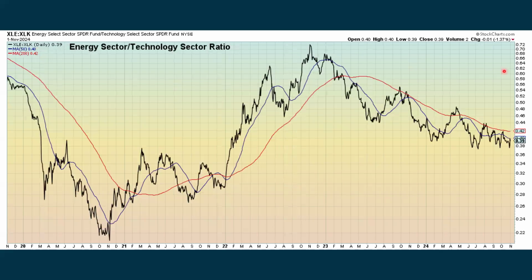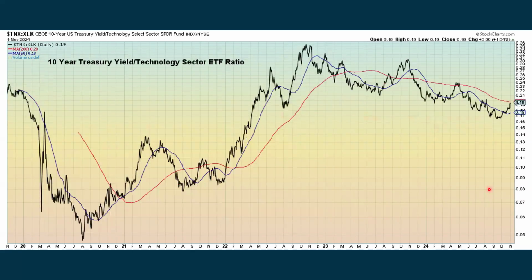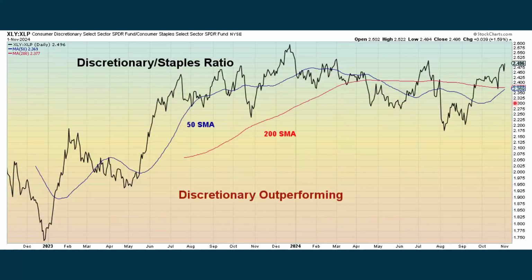And then we do another ratio of energy to tech. When this is going down, that means energy is underperforming the tech sector. Then we look at the tech sector versus the 10-year yield, coming down to the 200-day moving average here, but overall still in an uptrend, meaning tech is outperforming the 10-year yield. Here's an inverse of that, showing how the 10-year is underperforming the tech sector, possibly coming up to about this 200-day moving average.